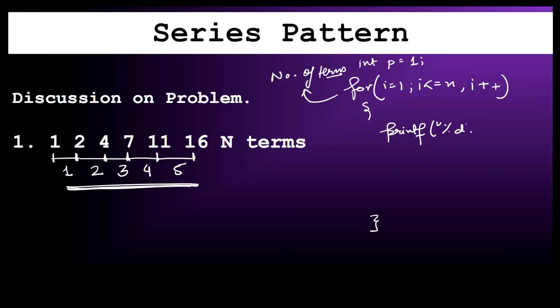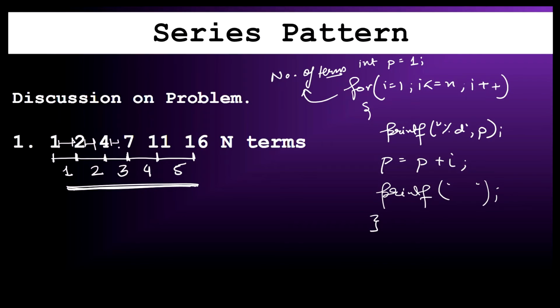And what we will do over here is printf the value of p, and then with the value of p I have to alternate that one. So what will I do? p equal to p plus i. Okay, and now after doing that, I will give printf and a space to separate these terms. Okay, so we are done.